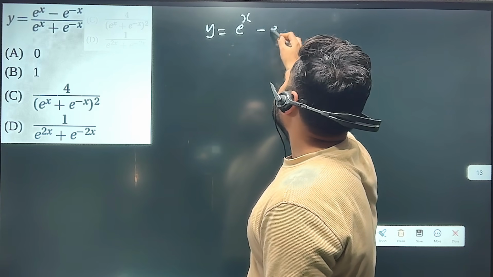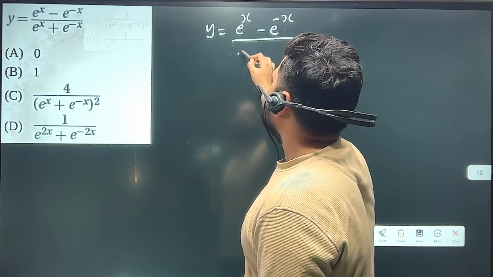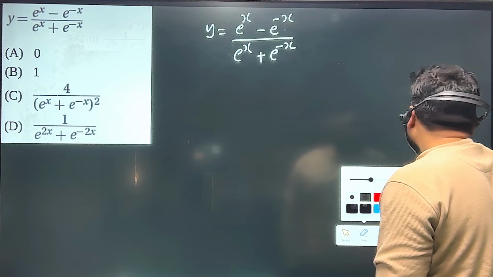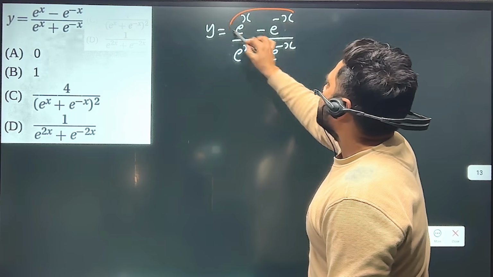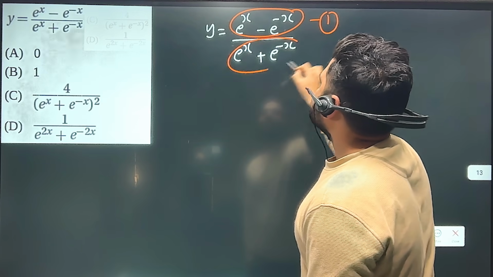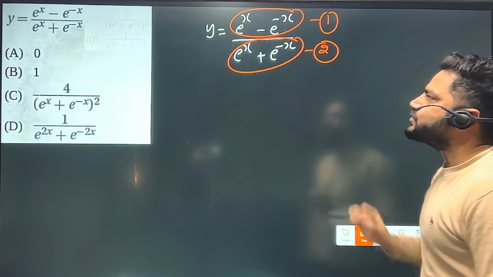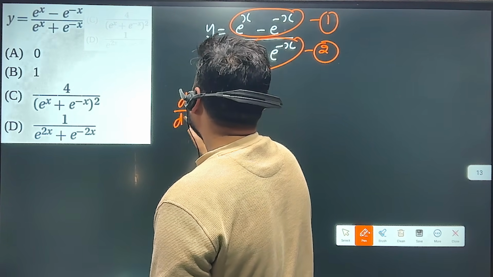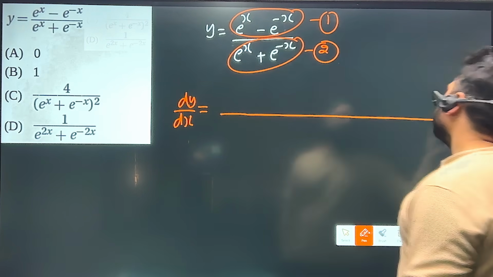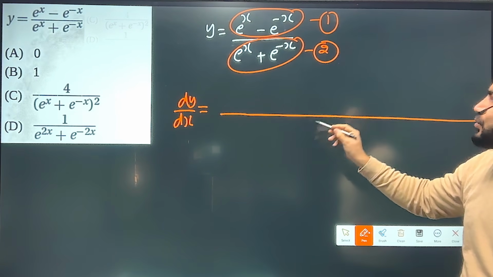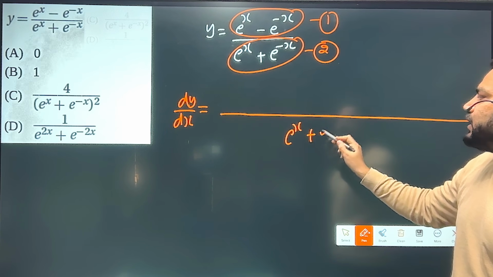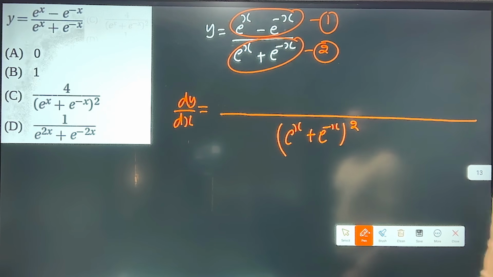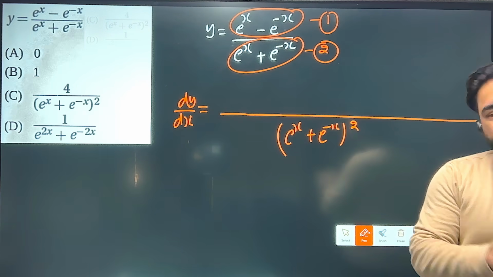y is equal to e power x minus e power minus x divided by e power x plus e power minus x. So again apply the same formula. This is our first function, and this is our second function. Two functions we have, so apply the quotient rule here. First of all, in the quotient rule, the second function square we will write in the denominator.